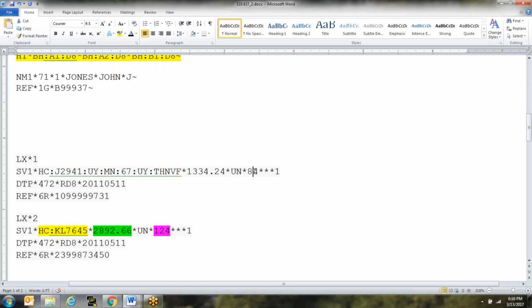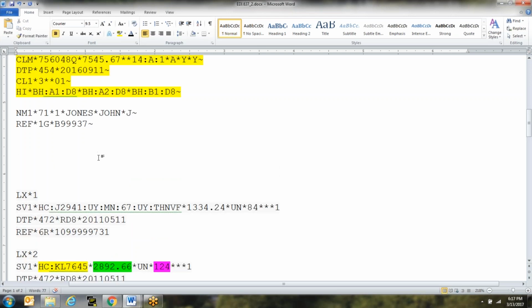If you remember, we discussed that this was a treatment and there were 84 units of this particular treatment given to the patient, and the total cost was $1,334. Exactly like this, KL7645 was the actual treatment, 124 units of that treatment, which can be anesthesia or anything, given to this patient, and the total cost was this. This is the actual ICD code for the treatment given to the patient. These two.